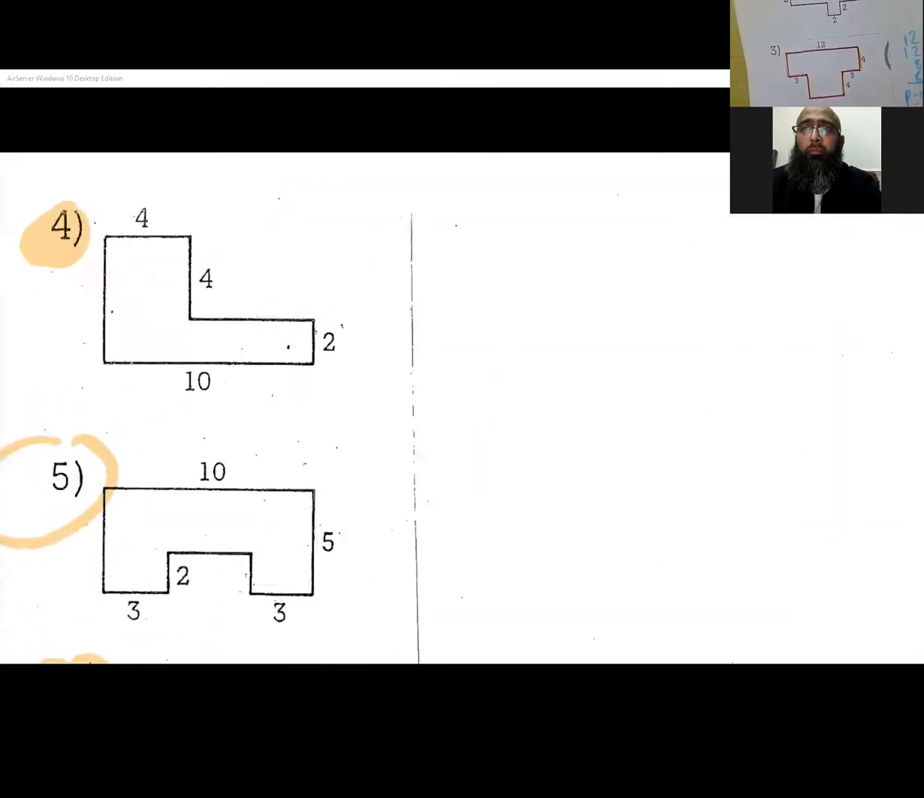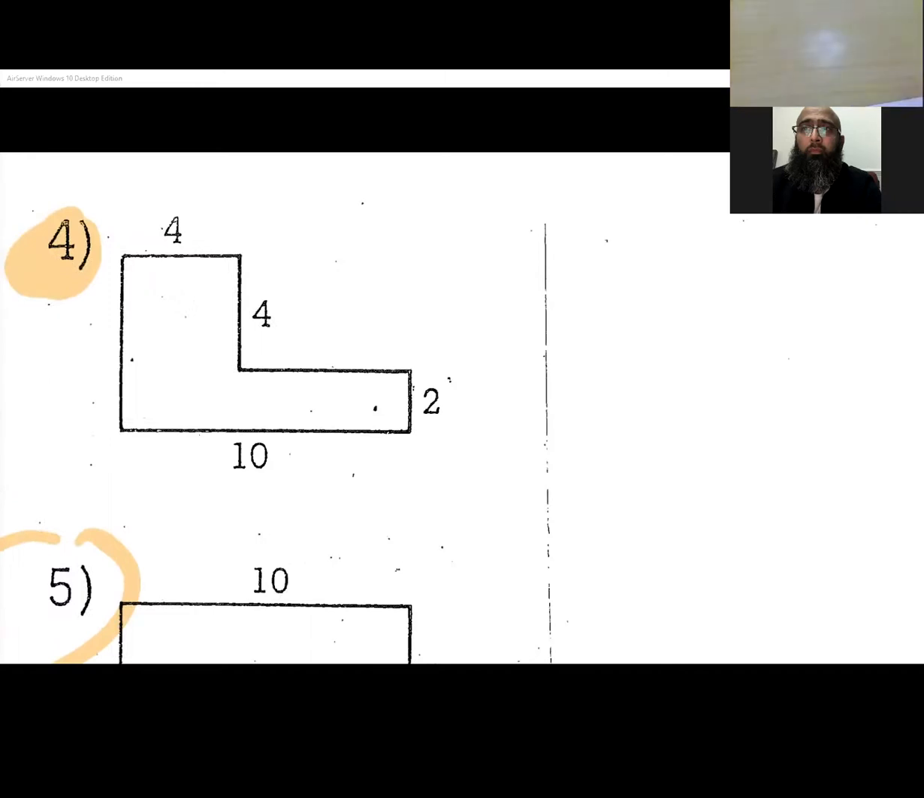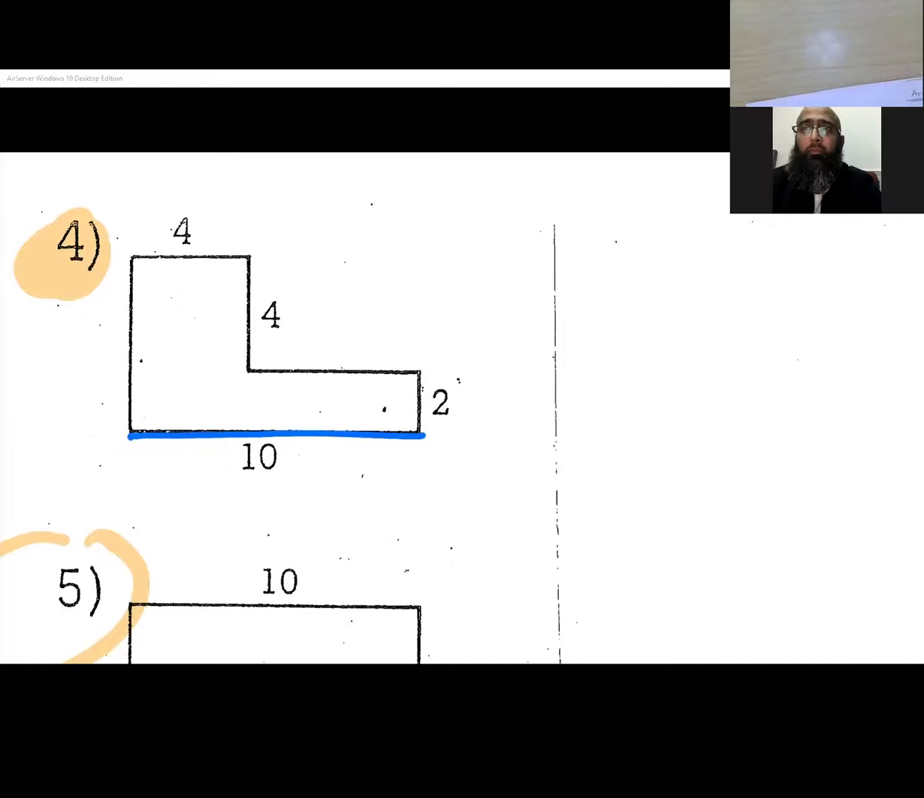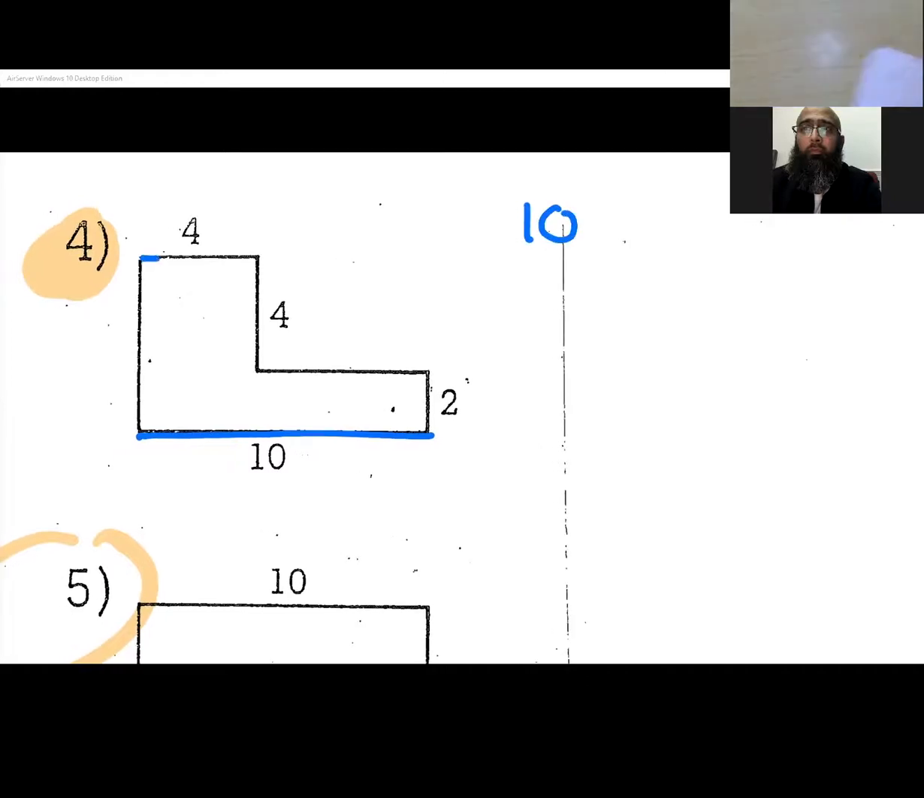Okay, question number 4 now. Some more color coding. It's all about coloring. So I have my 10 on the bottom, 10. I have the 4 at this other horizontal bit. These two together make 10. So I have 20 now, all in blue.